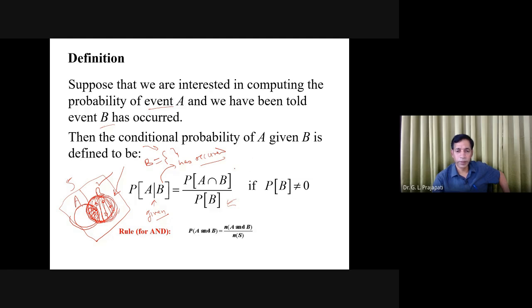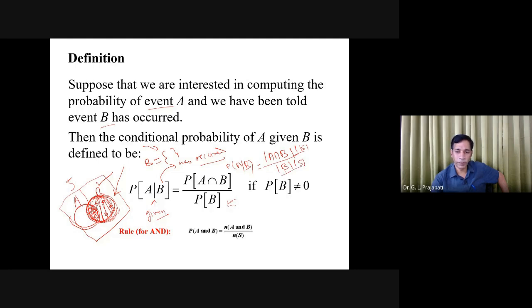So you can say that simply like this: you have the number of points in the intersection, A intersection B, divided by the total number of points. Total number of points means total number of outcomes. So the probability of A given B can be computed as the number of outcomes in A intersection B divided by the number of outcomes in B. And see that the number of outcomes in B divided by the total number of outcomes.